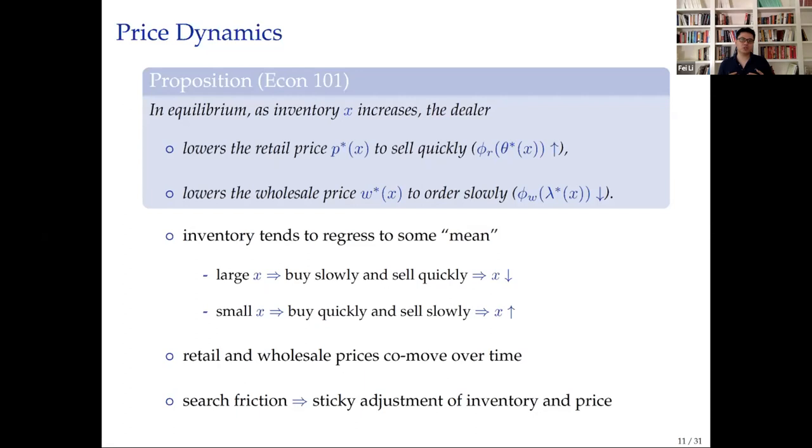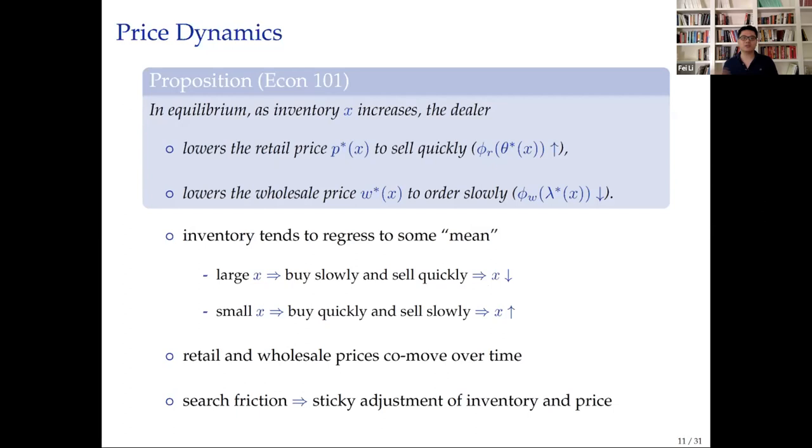When you have a large inventory, what's going to happen is you buy slowly and you sell quickly. In expectation, that will push your future inventory down. If you have a smaller inventory, you want to buy quickly and you want to sell slowly by charging a different price. And that will push your next period inventory to be higher in expectation. So this means that if you look as an outsider at the inventory process, it's going to be some sort of mean reverting process, right?